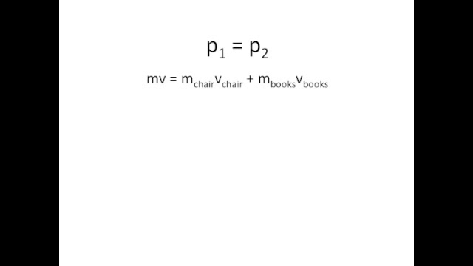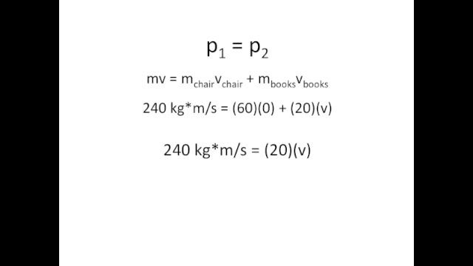Notice we have 2 masses and 2 velocities to work with now that the objects are splitting. Now I don't know the masses of each object specifically, but we know the chair is heavier than the books for sure. So we'll just say that the chair is 60 kilograms and the books are 20 kilograms. Since we know that the chair is going to be at rest, this means the chair will have no momentum. So we can just ignore that part of the equation. And now we just have to solve for the velocity of the books. So we divide 240 by 20 and we get 12 meters per second.